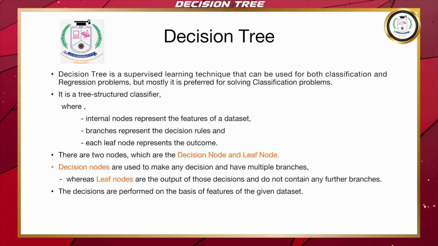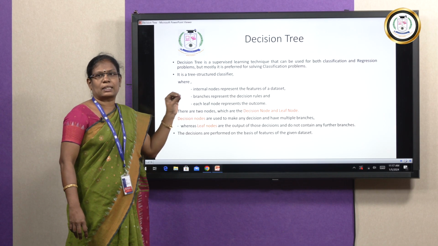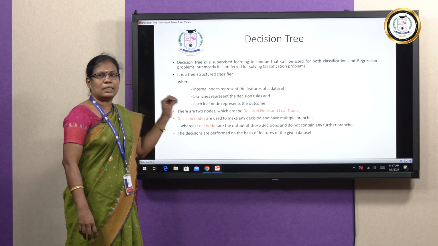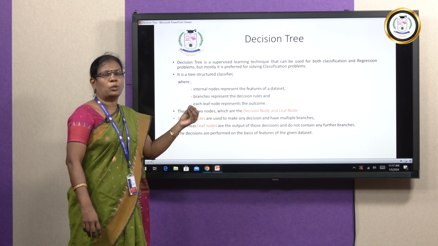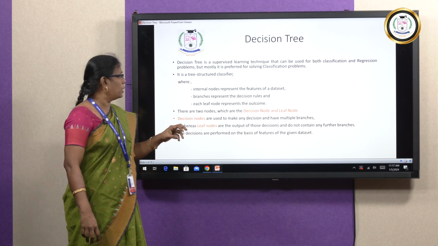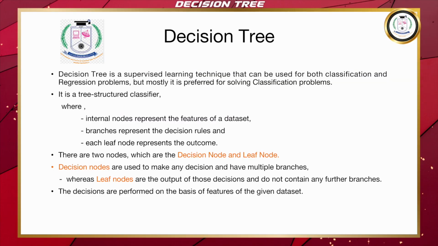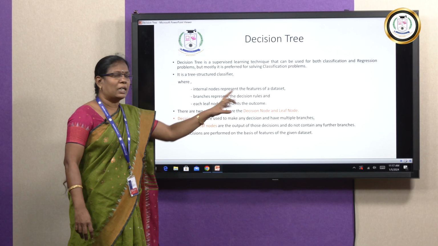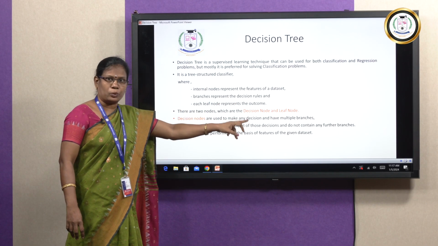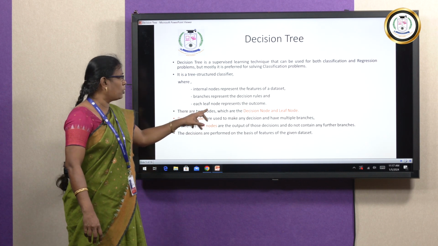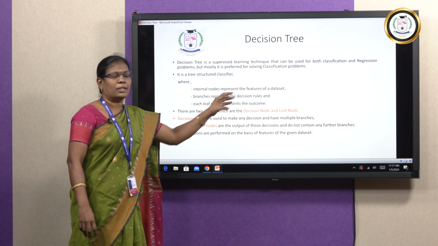Next we go into the decision tree. Decision tree comes under supervised learning. It is a tree structured classifier. Tree structure means we have nodes, starting from the root node, and we have sub nodes also. Here we have 3 types of nodes. The first one is internal nodes. The internal node represents the features of the data set, the branches represent the decision rules, and each leaf node represents the outcome based on the decisions.